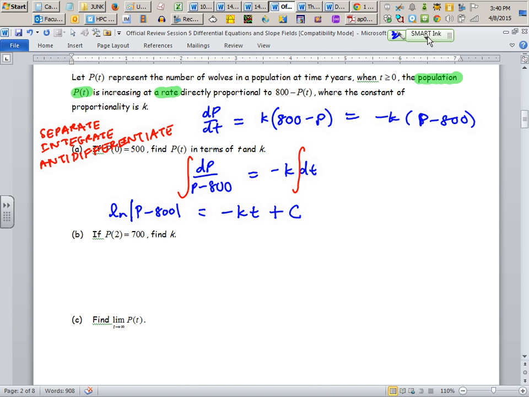We're actually planning to find c, and this is actually a good time to do it. Before we exponentiate both sides and get the c buried hopelessly somewhere, why don't we find c right now? We know what time is, we know what the population is. So this is the next thing you do. You've separated, you've integrated, you've anti-differentiated. Now you're going to plug in. So you're going to separate and integrate and anti-differentiate. Then you will plug in. And then finally we will isolate the p. But we're going to wait until we have our c figured out. So let's find c right now.